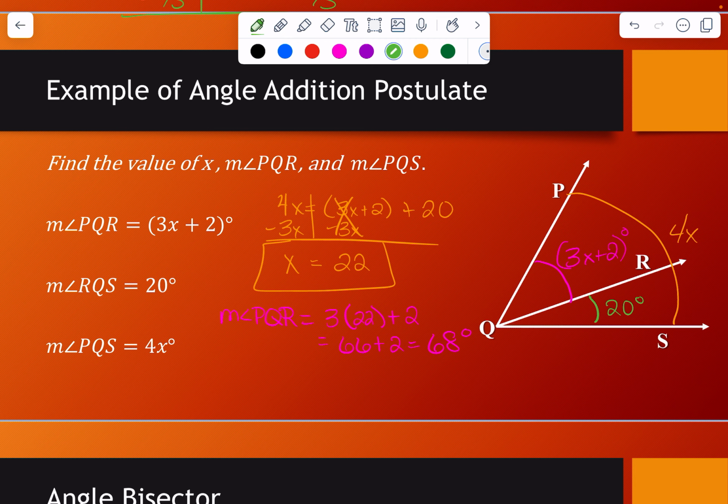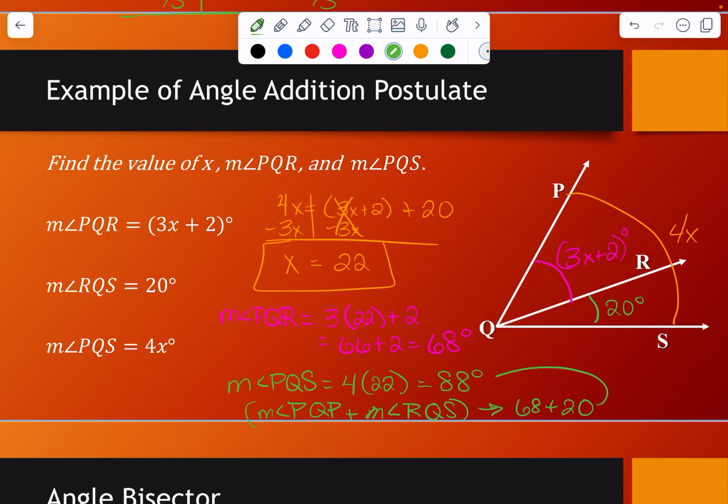Then to find PQS, there's actually two ways we could do that. I'm just going to plug into the formula. So 4 times X, which is 22, and that would equal 88. The other way we could find PQS is we could take the measure of angle PQR plus the measure of angle RQS. And if you notice, we would have 68 plus 20, which is also equal to 88. Now, that's an easy way to check your work to make sure it's coming out as it's supposed to. But that is how we use angle addition postulate, very similar to how we use segment addition postulate.